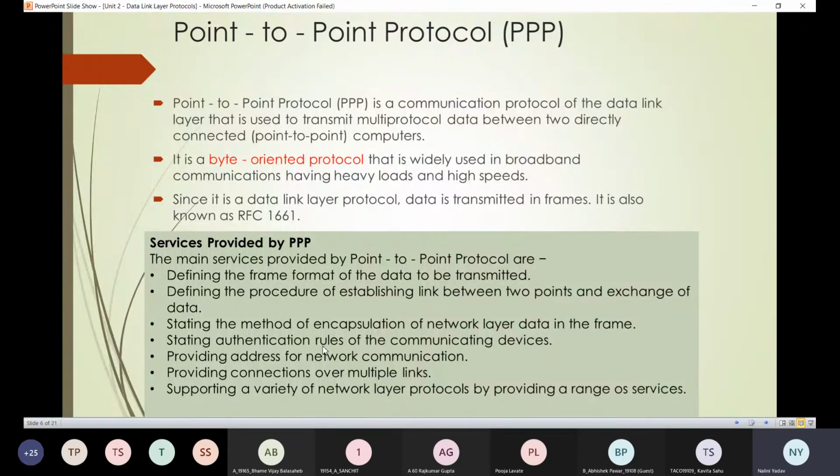Fine. So there are a few services which are provided by PPP. These services are: defining the frame format of the data to be transmitted, defining the procedure of establishing a link between two points and exchange of data, stating the method of encapsulation of network layer data in a frame, stating authentication rules of the communication devices, providing addresses for the network communication, and providing connection over multiple links. So these are a few services which are provided by the PPP protocol.